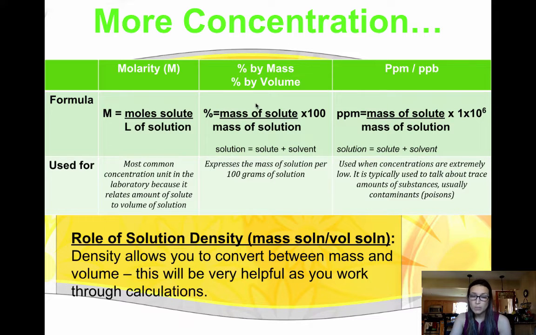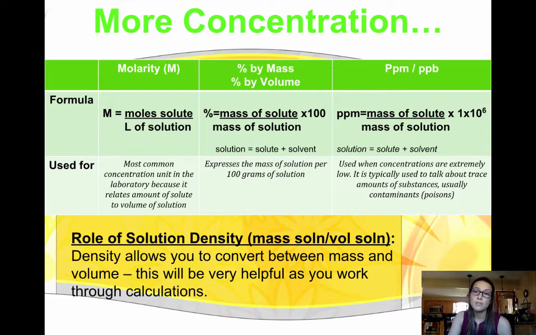To calculate percent by mass, you take the mass of the solute, so the mass of what you're dissolving, divided by the total mass of the solution. Again, the solution is the solute plus the solvent. So you have to take into account the total mass of solution, and because it's a percent, you have to multiply by 100.